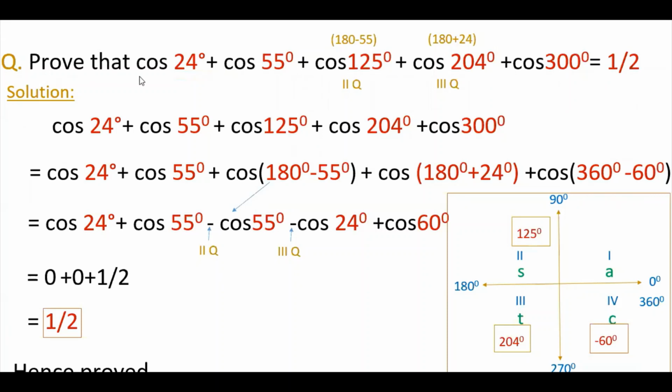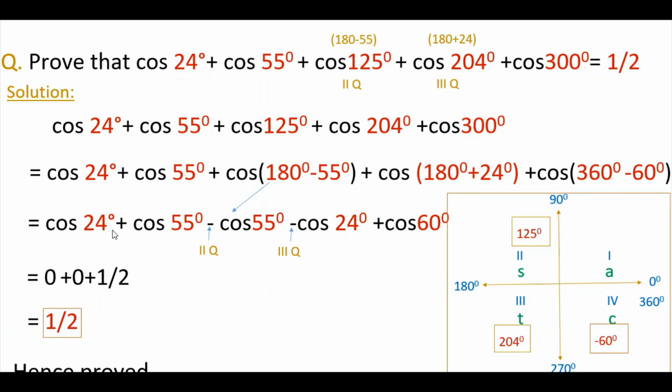This is another type of problem. Prove that cos 24 degrees plus cos 55 plus cos 125 plus cos 204 degrees plus cos 310 degrees is equal to 1 by 2. If you observe these angles, here 24 degrees and here 204 degrees, 204 you can write as 180 plus 24. And 55 degrees and 125, so 125 degrees you can write as 180 minus 55. So now write like this. This is equal to cos 24 plus cos 55 degrees plus cos 125, that is 180 minus 55, plus cos 204, that is 180 plus 24, plus cos 360 minus 60, that is cos 300 degrees.